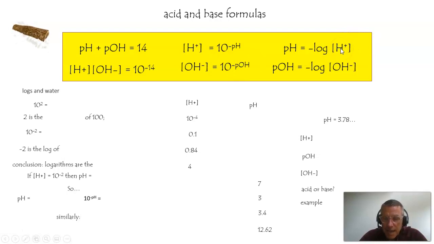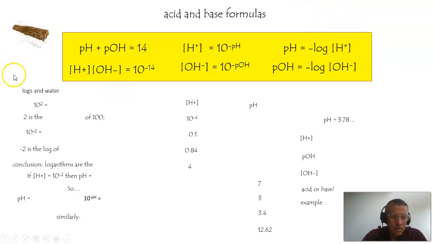Now, if you have the actual H plus concentration, you want to turn it into a pH, just take the negative log. So the negative log of 10 to the minus 7th is 7. The negative log of 10 to the minus ninth for like hydroxide concentration would be a pOH of 9. Take home message, just use these formulas to solve some problems. It's fine to use these on a test.